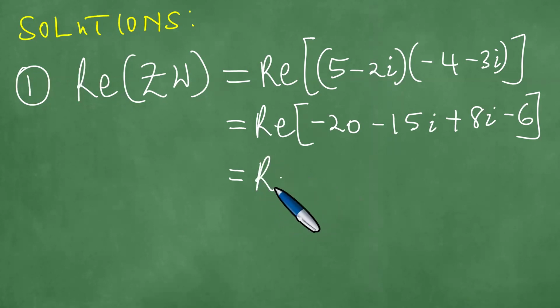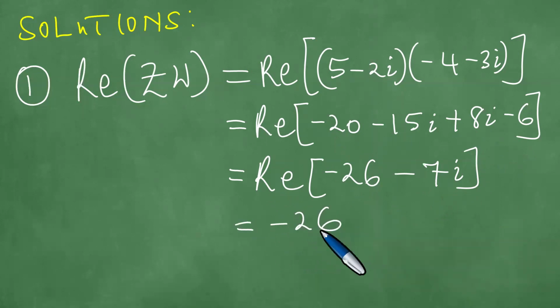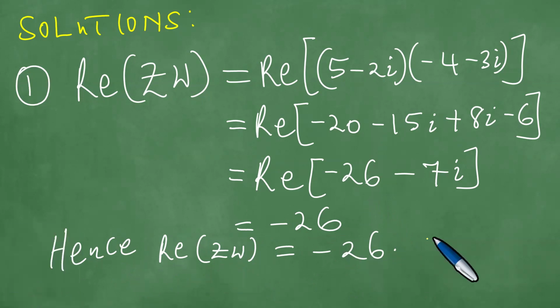Now, let us continue. The real parts, minus 20 and minus 6, give us minus 26. Minus 15i plus 8i gives us minus 7i. If we are supposed to find the real part, it is minus 26, the part without the i. Hence the real part of ZW is minus 26, and this is the result.